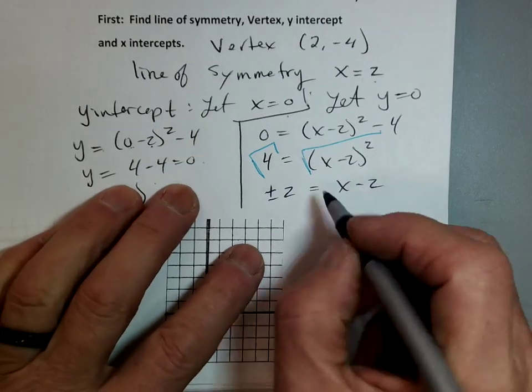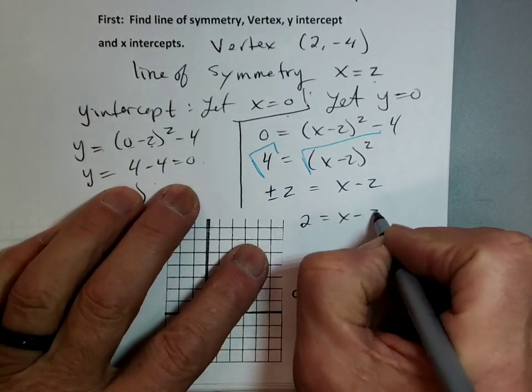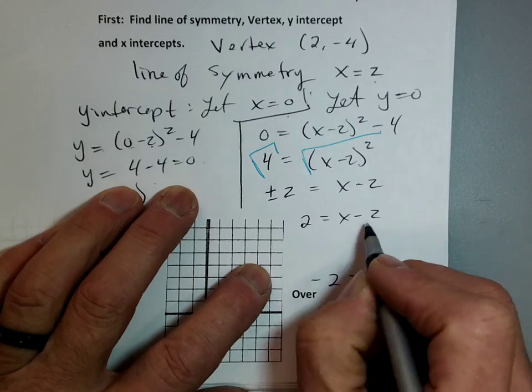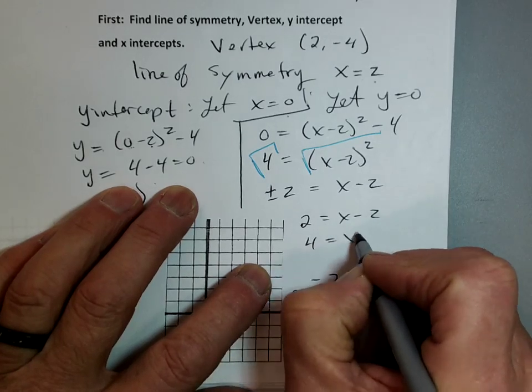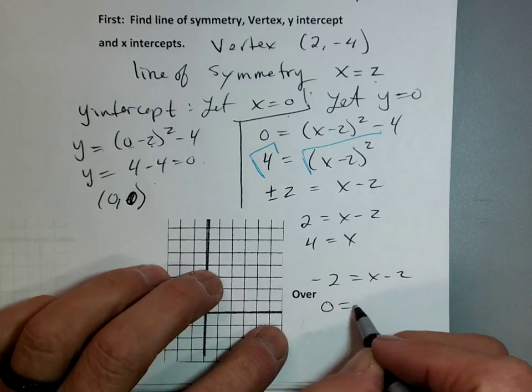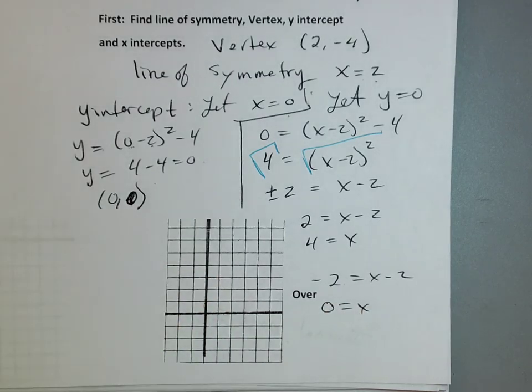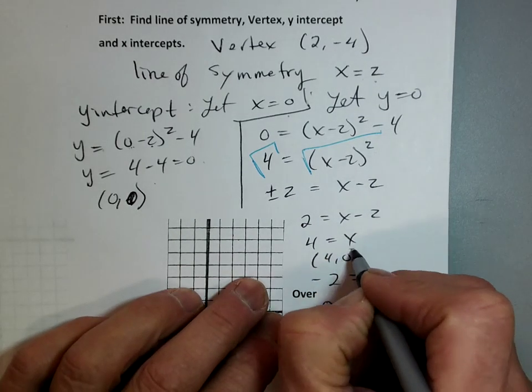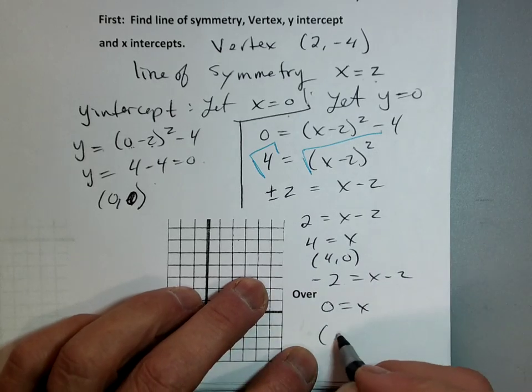So, I'm going to have a 2 equals an x minus 2, and I'll have a negative 2 equals an x minus 2. Plus 2, plus 2. One answer is 4. Plus 2, plus 2. The other answer is 0. So, an x-intercept is a point. So I have a point at 4, 0, and at 0, 0.